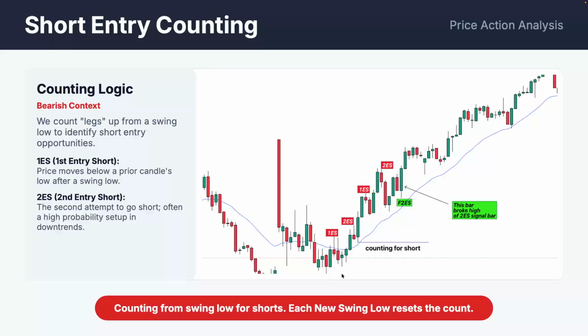Counting from this swing low, you can see this is marked as first entry short because this bar's low was broken by the next bar. Then this green bar broke the low of the previous red bar, which is marked as second entry short, and the count will be reset.